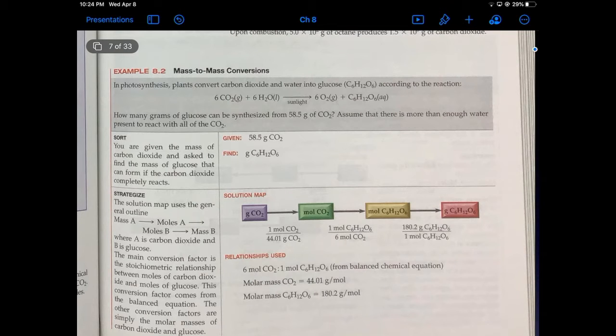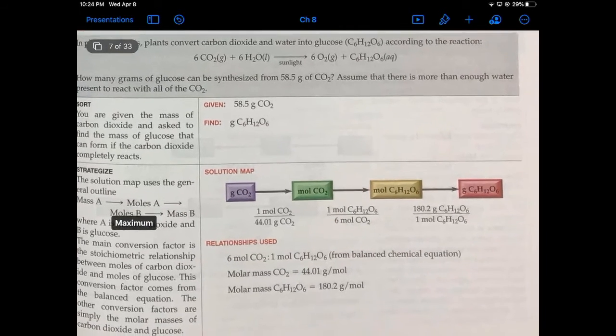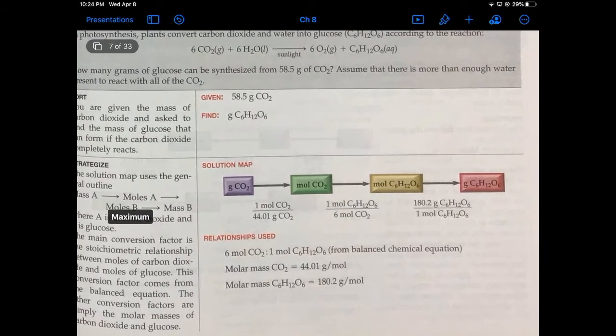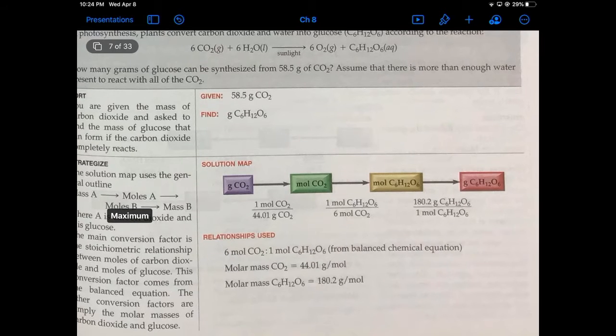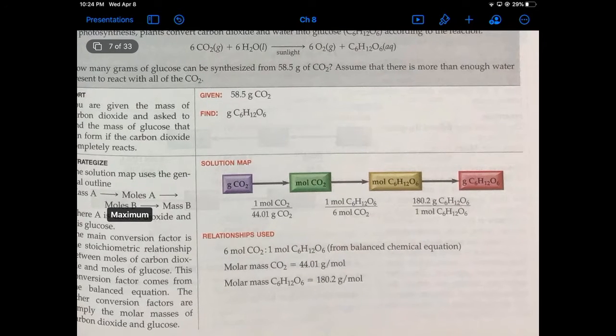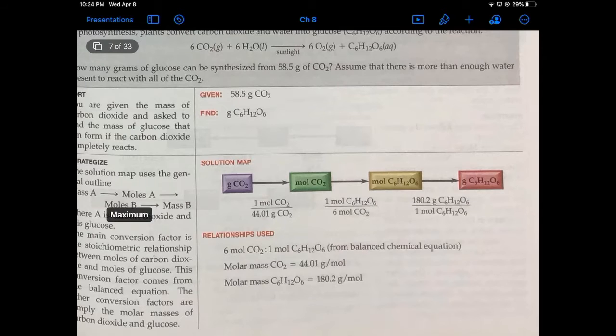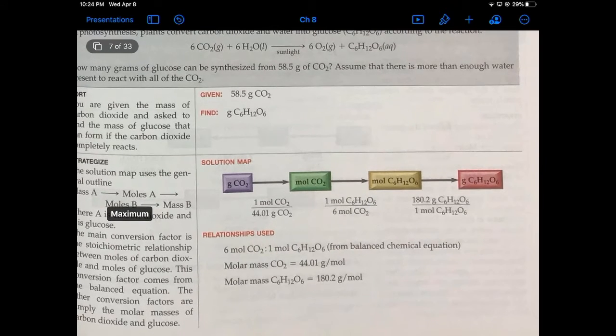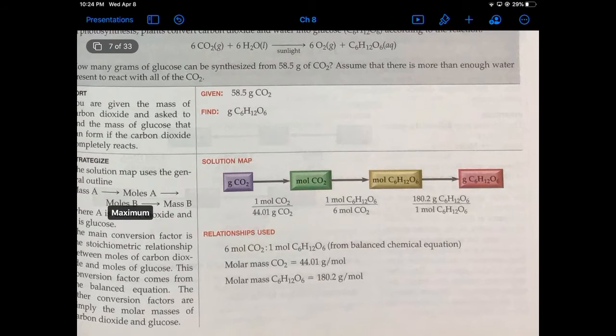So just simply convert that. Take that 58.5 grams of CO2, run it through a series of conversion factors you see there, and take it to moles of CO2, then take it to moles of glucose, and then take that to grams of glucose. And there's the conversion factors right there, beautifully produced for you.